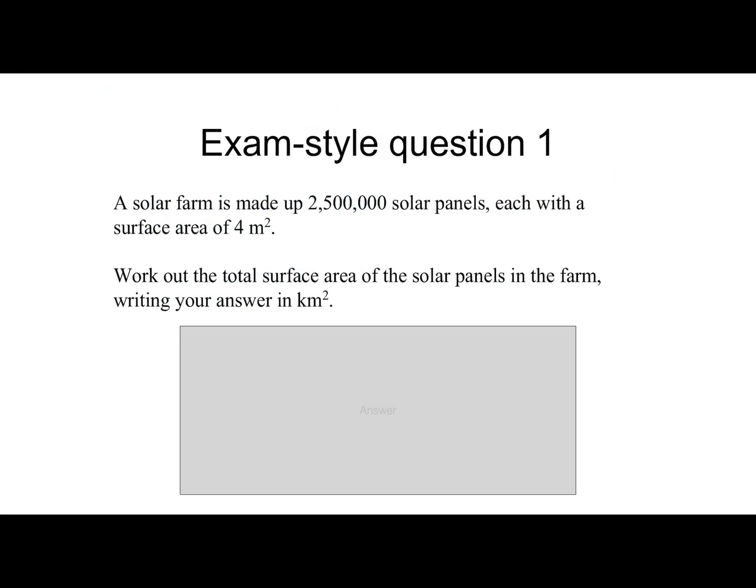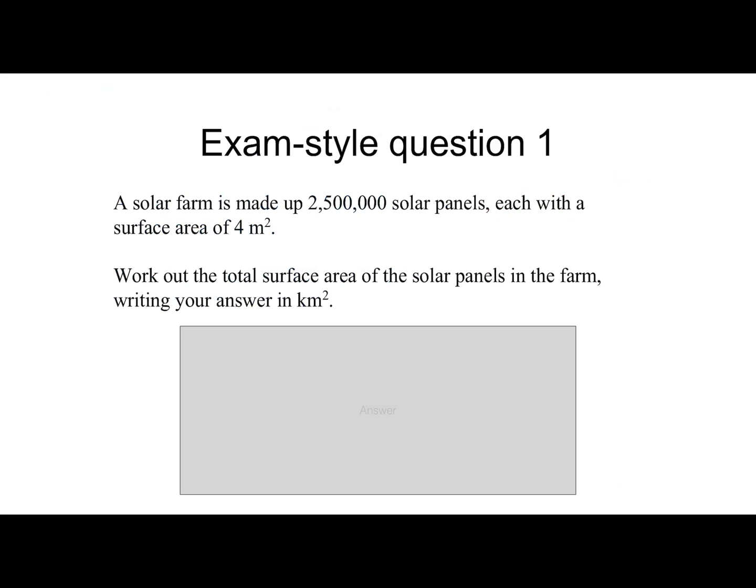Here's a little exam question for you. Okay? A solar farm is made up of 2,500,000 solar panels, each with a surface area of 4 meters squared. Work out the total surface area of the solar panels in the farm, writing your answer in kilometres squared. Now, we do not have a calculator here, so we need a method of doing this without a calculator.